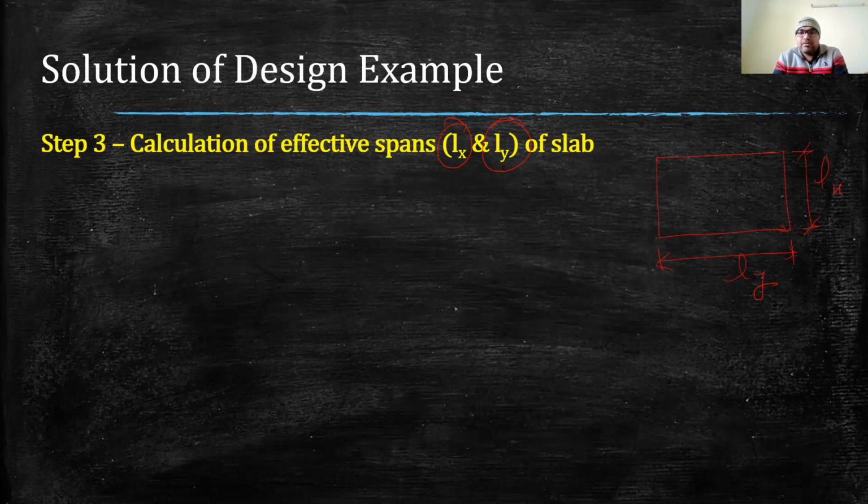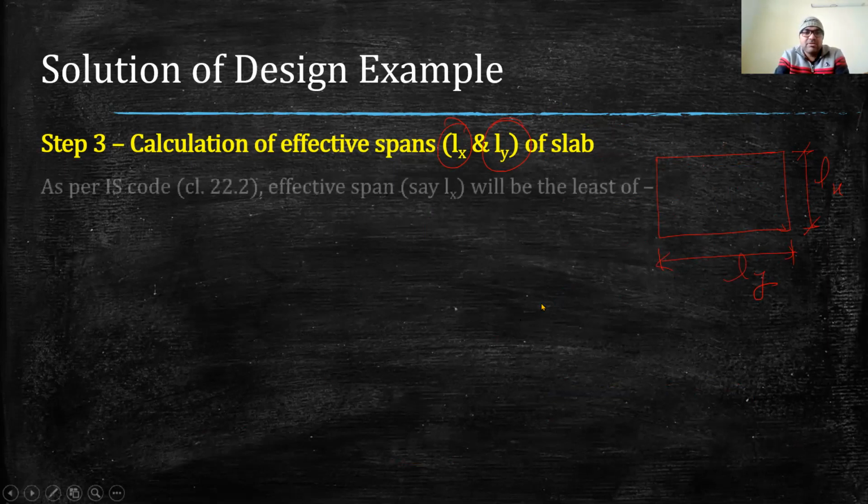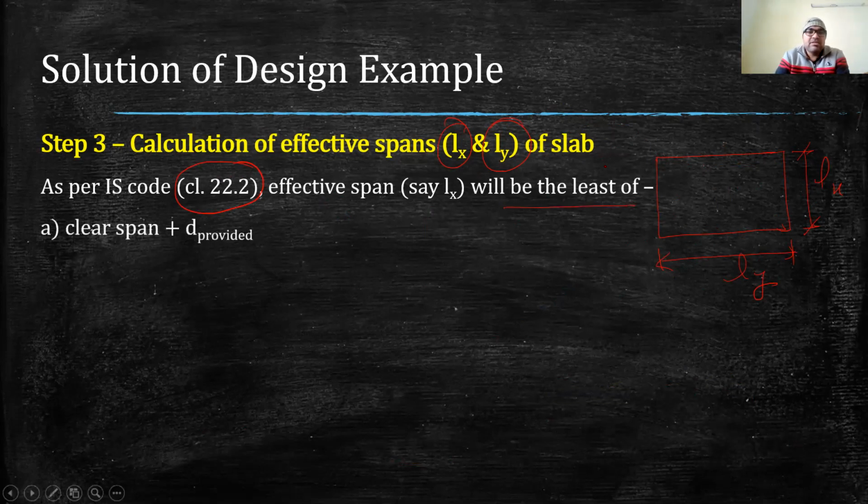So as per IS code recommendation, if we refer to this clause, it is mentioned that the effective span will be the least of two parameters. The first parameter is clear span plus D provided. D provided we have just calculated in the previous step, and clear span we already know. Now we are calculating the Lx value.